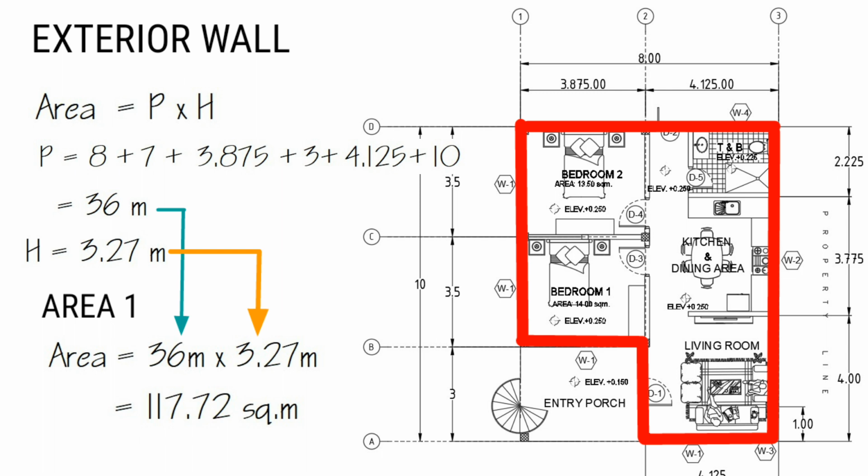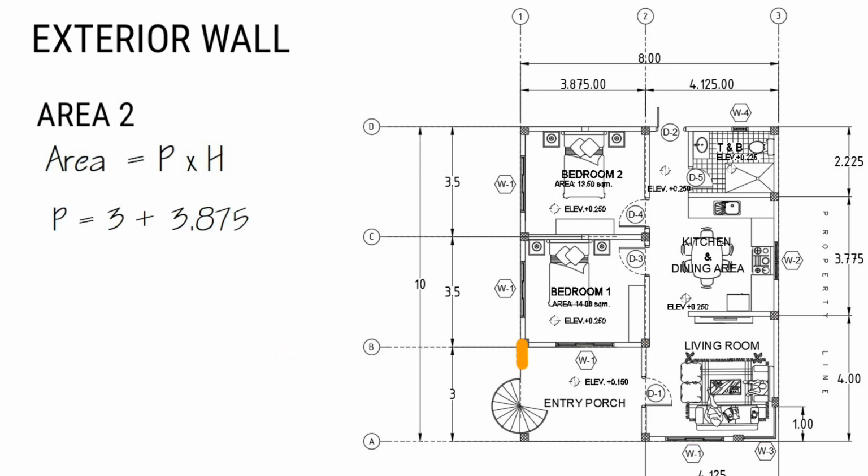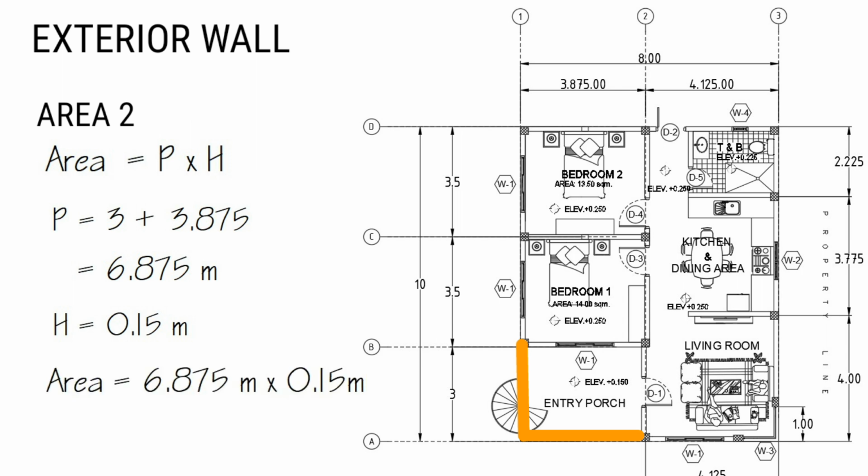So, meron din tayong area 2. So, perimeter, that is equal to 3 plus 3.875. And that is equal to 6.875 meters. So, ang height naman yan ay 0.15 lamang or 6 inches. So, area 2, that is equal to 6.875 meters multiplied by 0.15. And that is equal to 1.03 square meter.